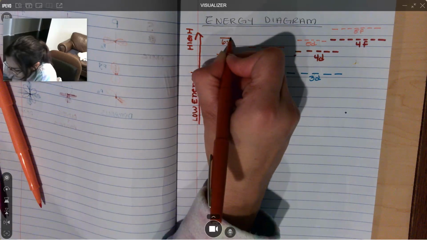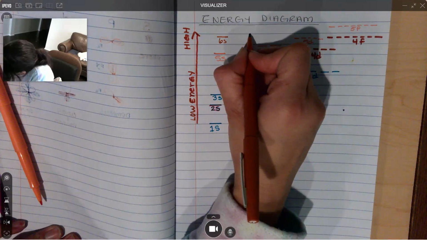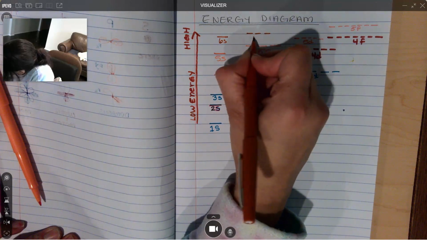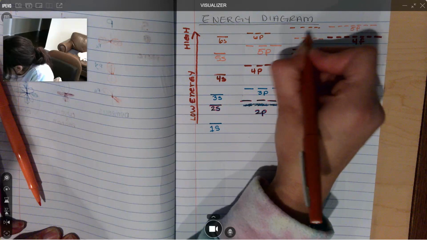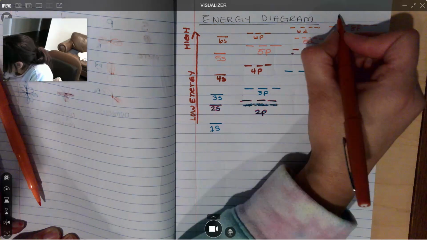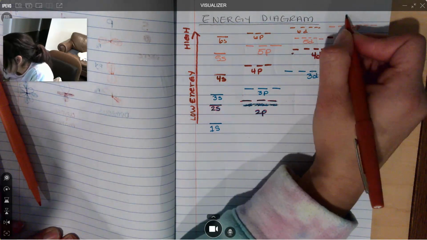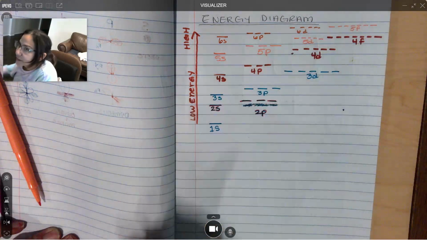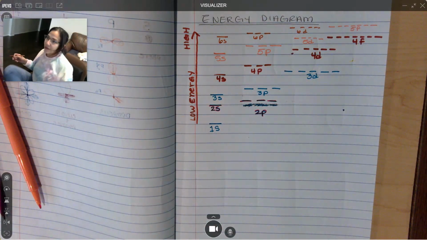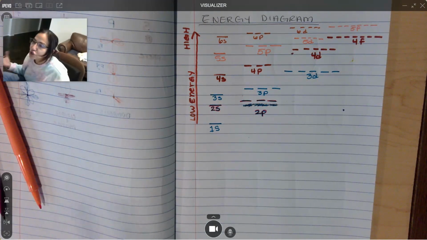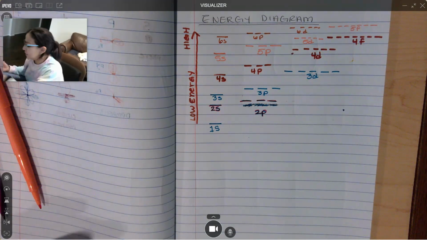So you have 6s, you're going to have 6p: 1, 2, 3. You're going to have 6d: 1, 2, 3, 4, 5. And you're going to have 6f somewhere up here. Okay, it just goes on. That's our energy levels, and that's to show how it increases in energy.